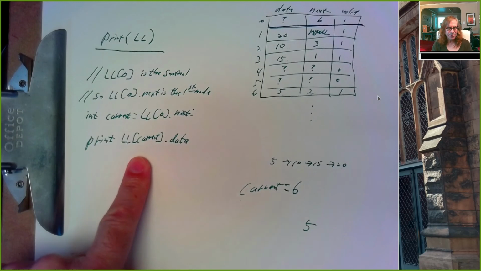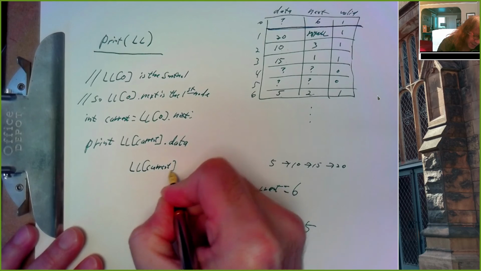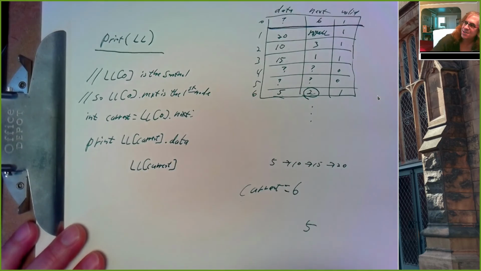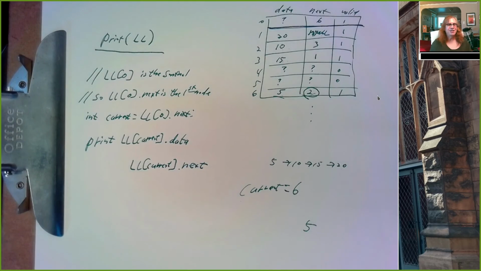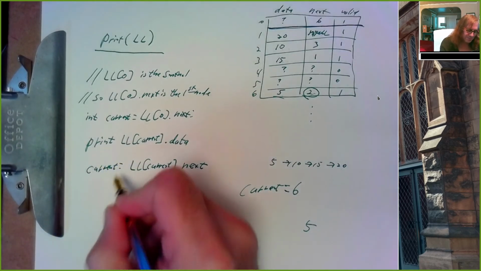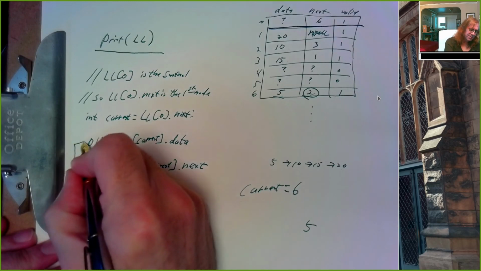So LL bracket current is our current node. That's a struct node. A struct node has a field called next, which is the index of the next node. So LL bracket current dot next, that's where the next node is. And so I'm going to set current equal to that. And in my mind, I'm thinking of current as the node that I want to print.